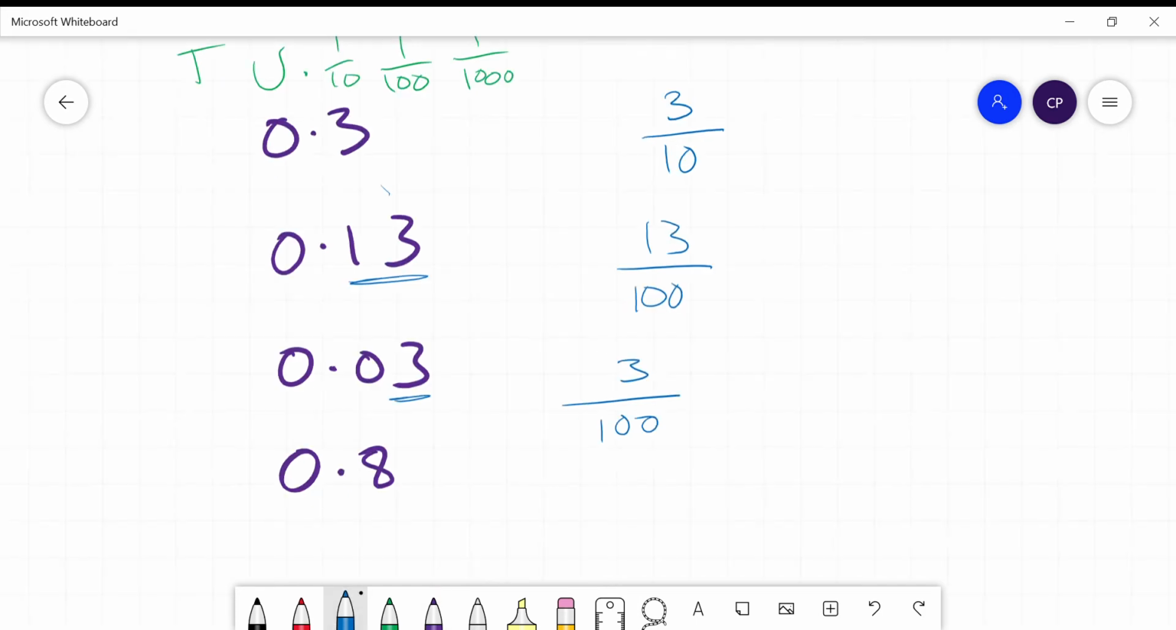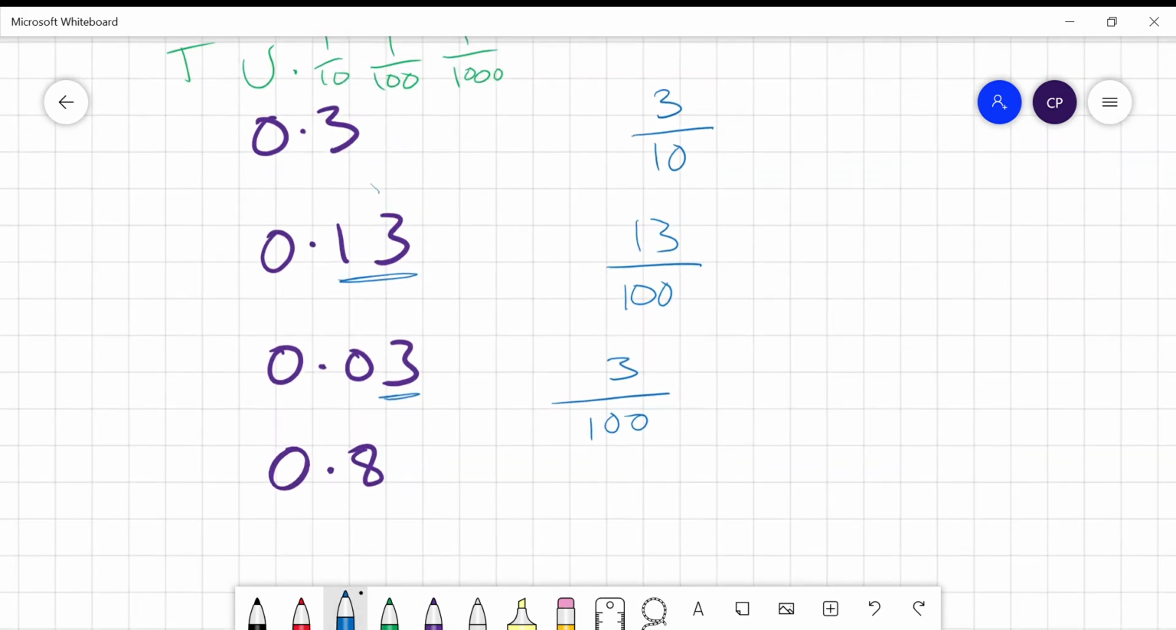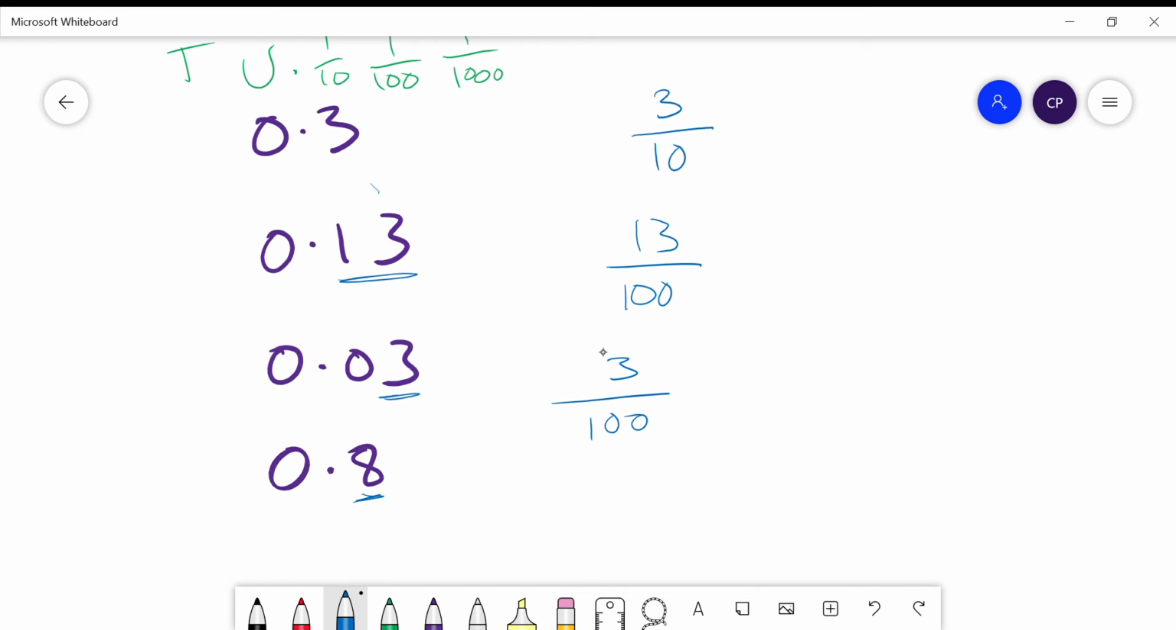Then what we would do is think about the fact that the 8 is first of all under the tenths column. So I've got 8 tenths. Now, that is still a correct answer, but it's not simplified. So I have to think, what times table are both 8 and 10 in? They're in the 2's, which means if I divide them both by 2, I will have a simplified fraction. So 8 divided by 2 is 4, 10 divided by 2 is 5, it's 4/5.